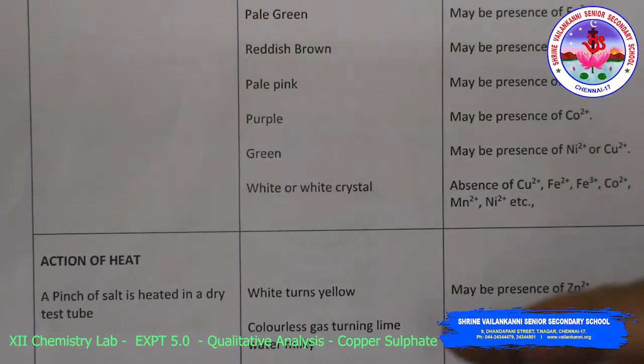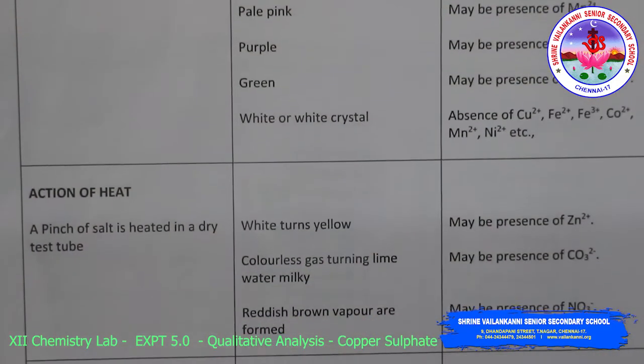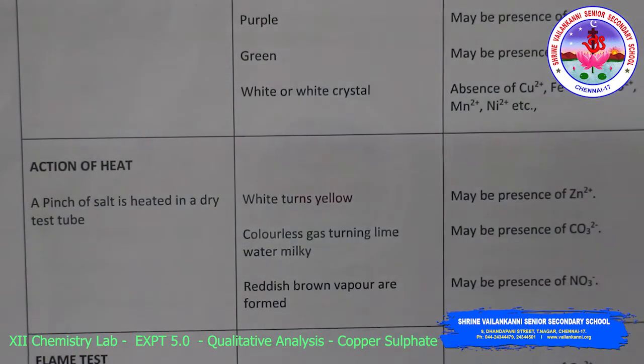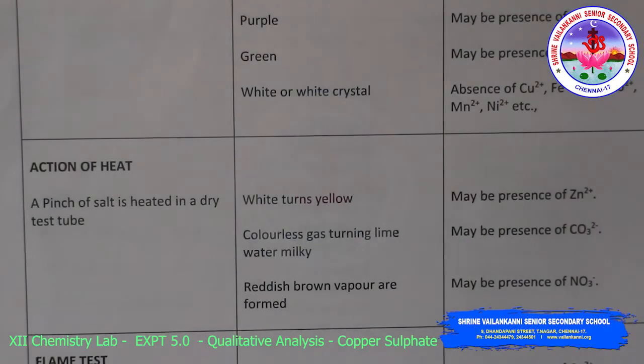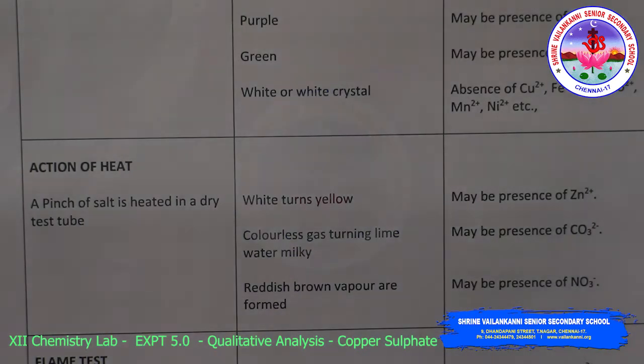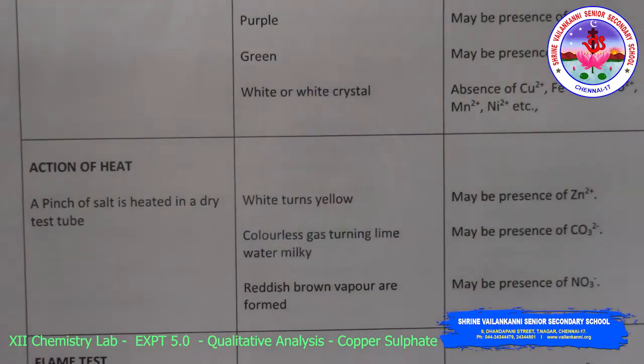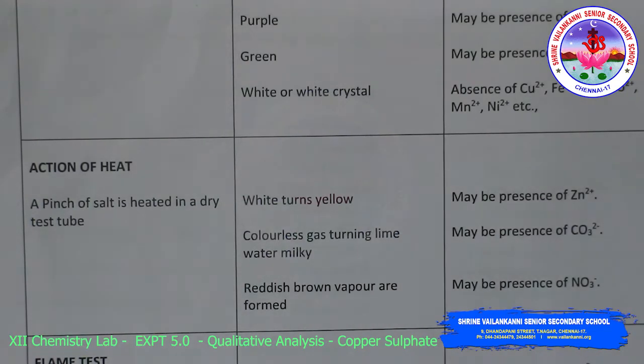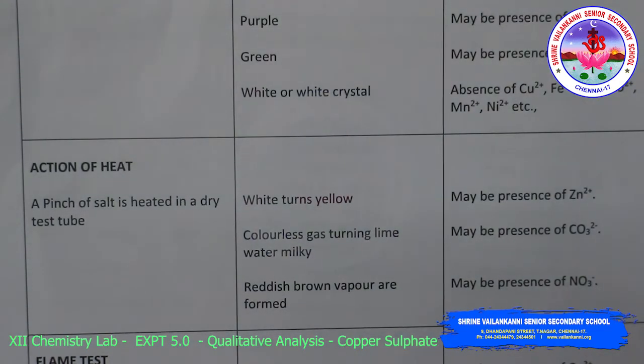Then action of heat. A pinch of salt is heated in a dry test tube. What does the observation mean? Suppose white turns yellow, maybe presence of zinc 2+. Here you have to say maybe, because this is not a confirmation test, just a preliminary test. It means the salt may be zinc or whatever it is. Colorless gas that turns lime water milky means maybe presence of carbonate. Reddish brown vapors formed means maybe presence of nitrate.